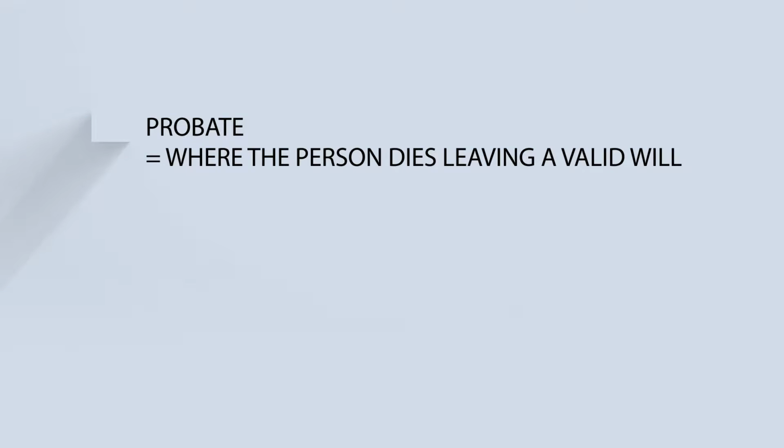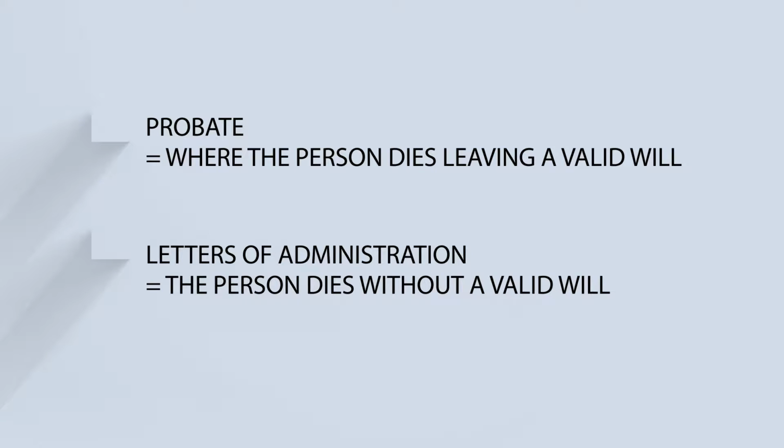In this Parsons Law Talk session, we're going to look at estate administration and what's generally involved in that. Estate administration is essentially the process of administering and finalising the estate of a deceased person. It may involve the need to obtain a grant of probate from the court or a grant of letters of administration from the court, depending on whether the person has passed away leaving a valid will or not.